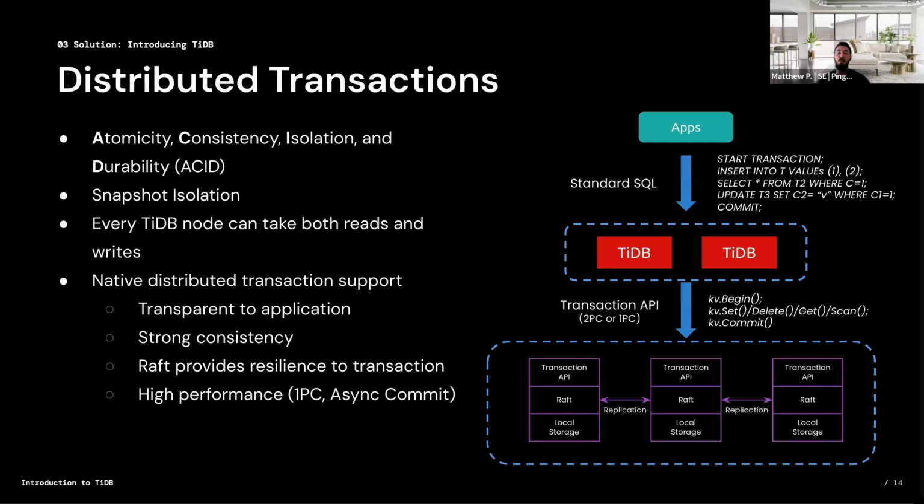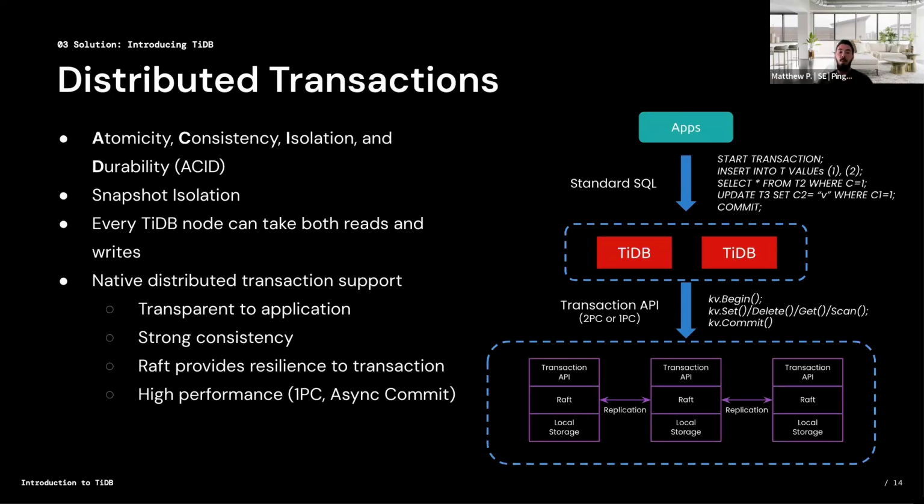Okay, now moving into transactions. So as I mentioned before, all transactions on TiDB have ACID guarantees. We also have snapshot isolation in our transactions, and every single TiDB node can take both reads and writes, and these TiDB nodes can be scaled out almost indefinitely. So you don't run into a single writer bottleneck like you might on Aurora when you're scaling out.